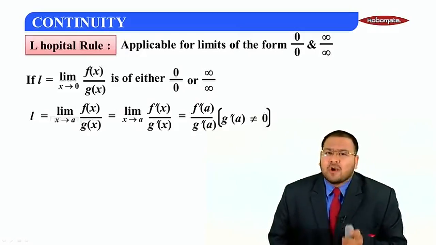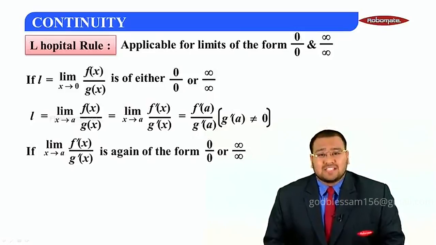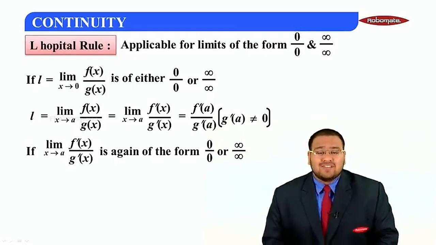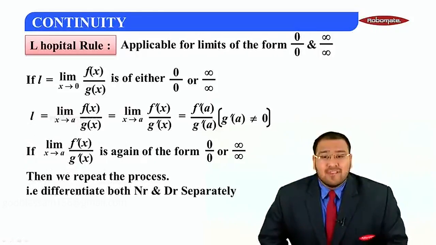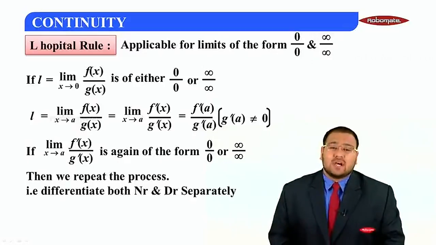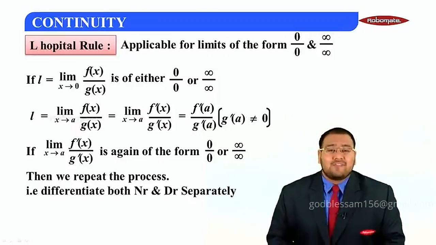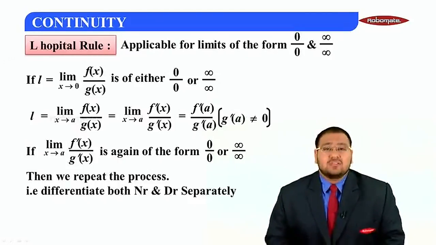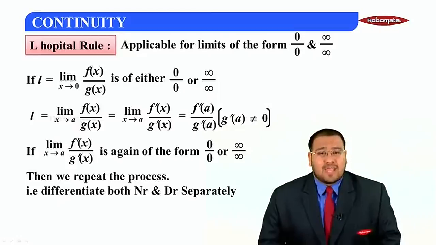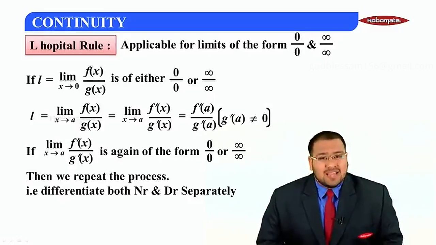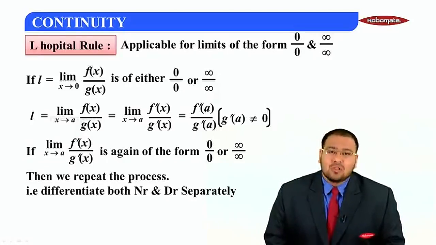So you might be thinking, sir, what if it is equal to 0? Yes, here we have another solution. If that g dash of a is equal to 0, in such a case it is again of the form 0 by 0 or infinity by infinity. As a result, we have to repeat the process. That is, we have to differentiate both numerator as well as denominator separately. So for the LH rule, first you have to check whether the given function is of the type 0 by 0 or infinity by infinity. If it is, then you have to differentiate numerator as well as denominator separately. So this is the first step.